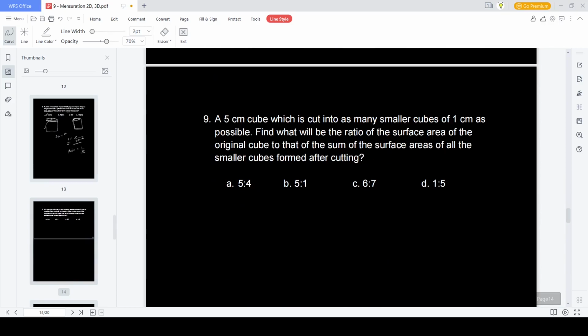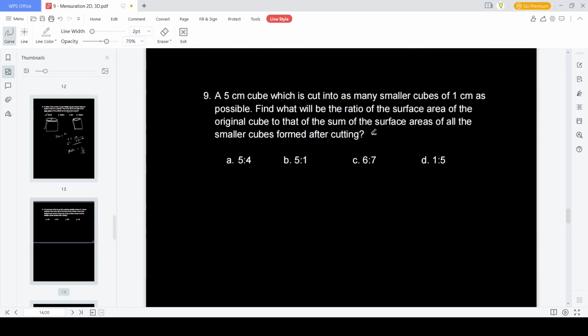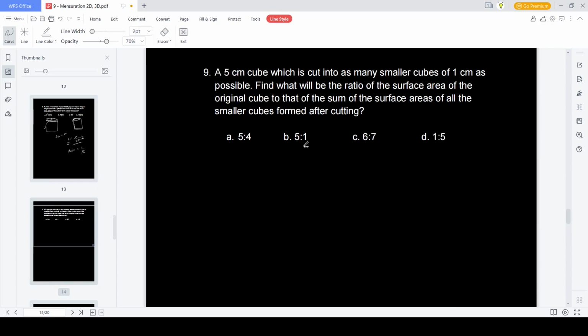Next question. A 5 centimeter cube is cut into as many smaller cubes of 1 centimeter as possible. What will be the ratio of the surface area of the original cube to that of the sum of all the smaller cubes? First of all, we need to find out how many cubes it is cut into. Whenever these kind of questions come, where a volume is cut into different volumes, we always equate the amount of volume.